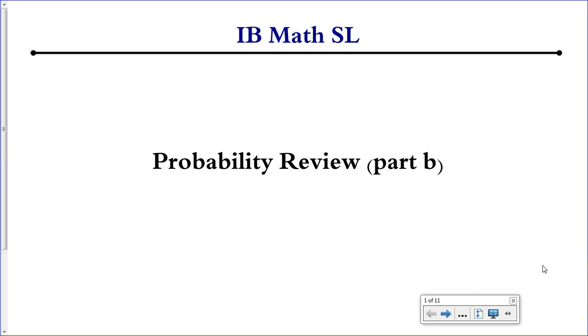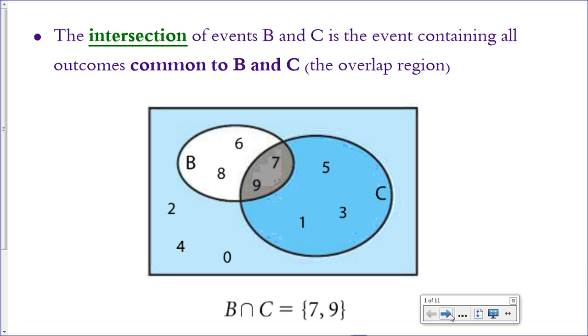In this video, we will continue our review of probability, starting with the definition of intersection. So this is going to be the set of events common to A and B, or actually B and C in this picture. So the common region is the overlapping region between the two sets. The B intersection with C, that's the symbol down here, this horseshoe symbol, is the set 7, 9 in this example.